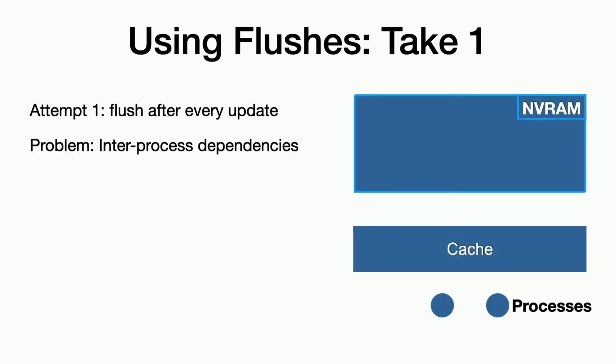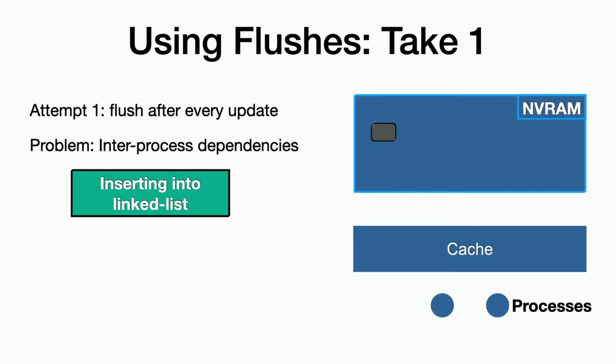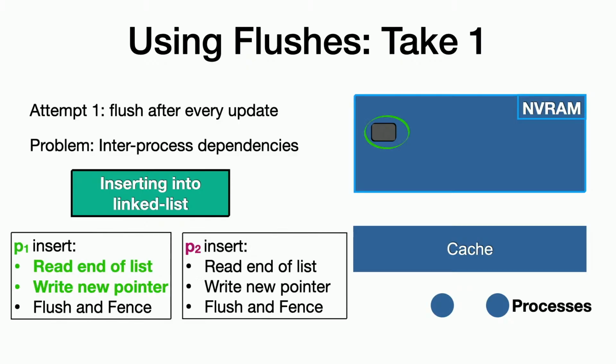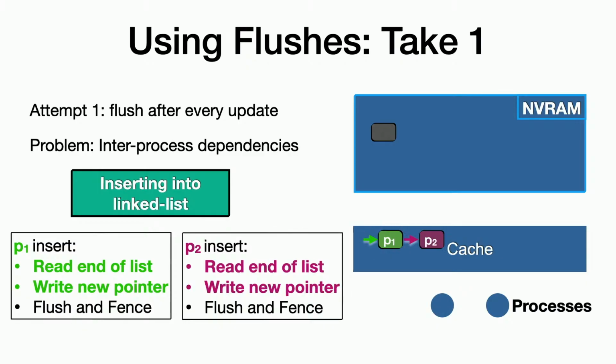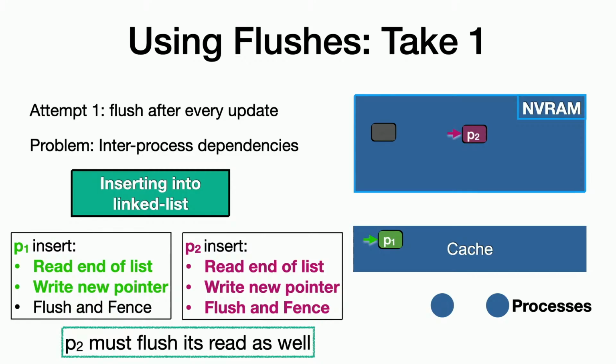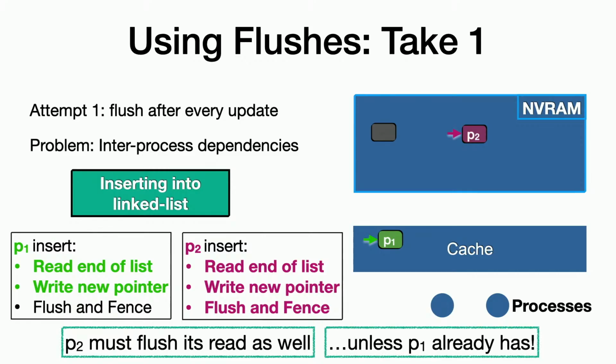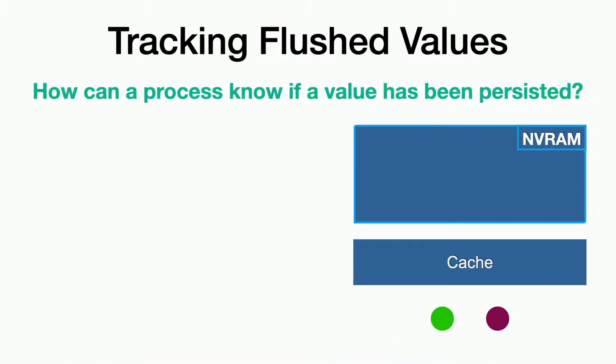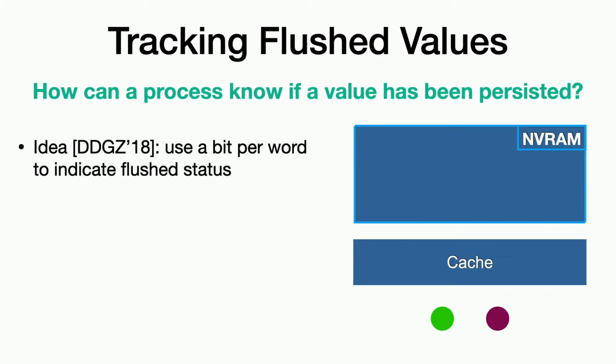So if we remember the example at the beginning, where we wanted to insert into a list, we had this inconsistency where P2 would have to flush its read as well in order to be consistent. Well, that's the case only if P1 hasn't already flushed it itself, right? So now we want P1 to be able to leave an indication for P2 to see that, oh, hey, I actually already flushed this, so you don't have to. That's the idea. And so how do we do this? There was work from 2018 that actually had an idea for this.